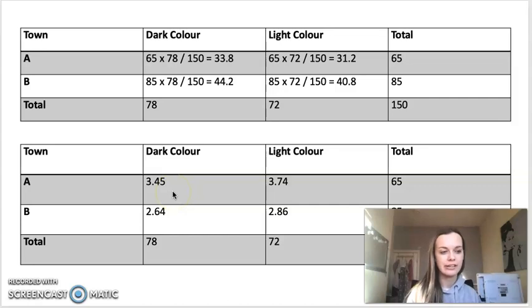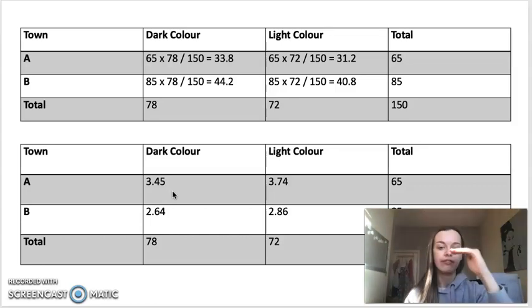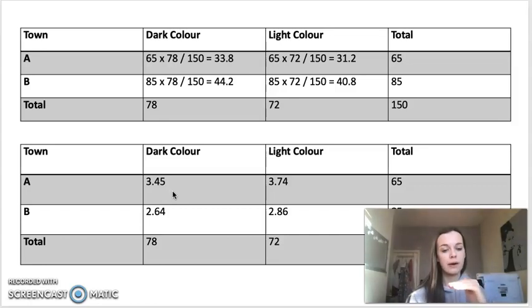Then you work out degrees of freedom. Degrees of freedom is the number of rows minus 1 times the number of columns minus 1. In this case, you have two rows, town A and town B, so that's 2 minus 1. Then in terms of columns, you have dark colour and light colour. Essentially, it's the number of variables that you have in the rows and in the columns. So in this case, degrees of freedom is 2 minus 1 in brackets times 2 minus 1 in brackets, which is equal to 1. You then use a probability table to look up the critical value for the degrees of freedom at 1 and significance level of 0.05. In this case, the critical value would be 3.84.